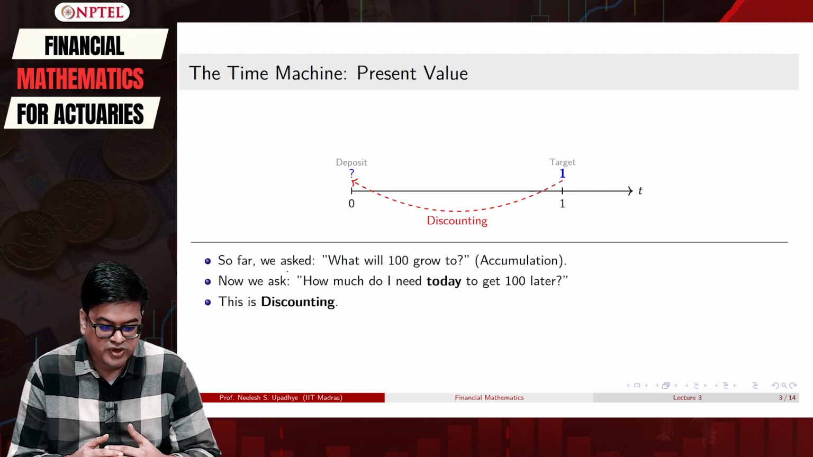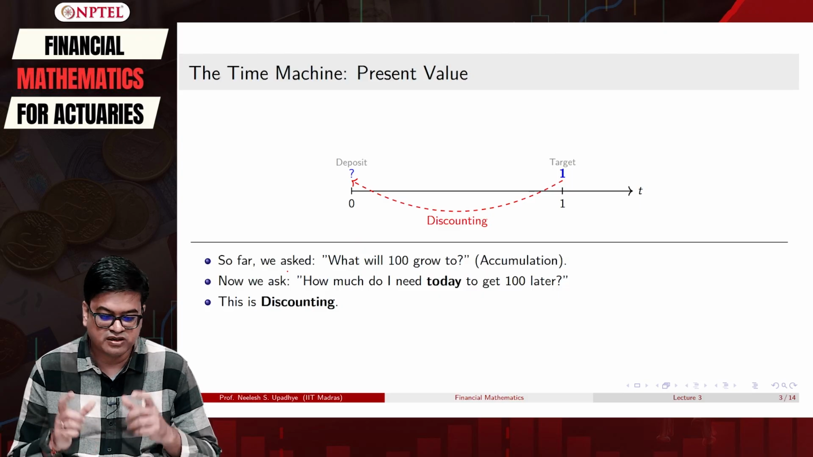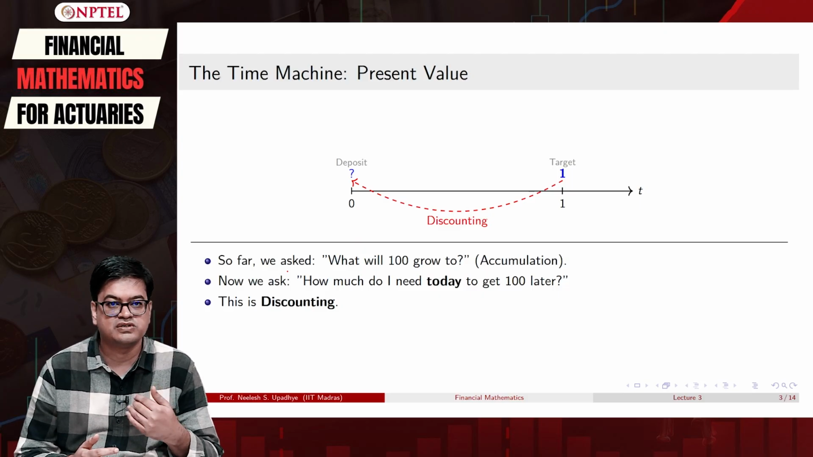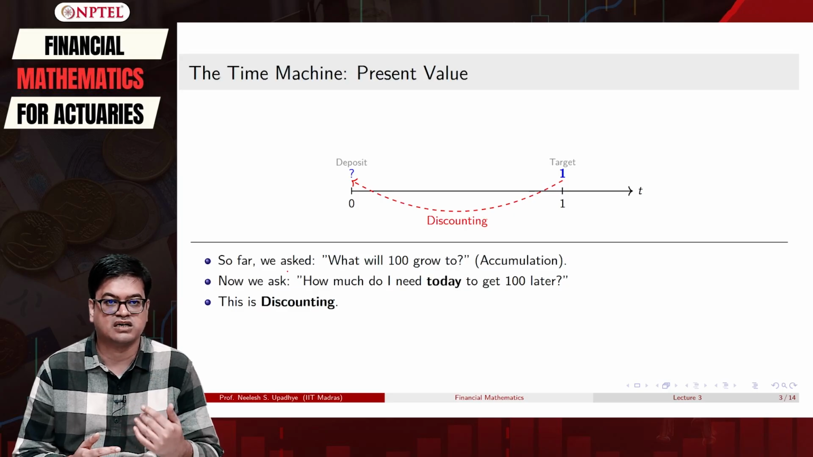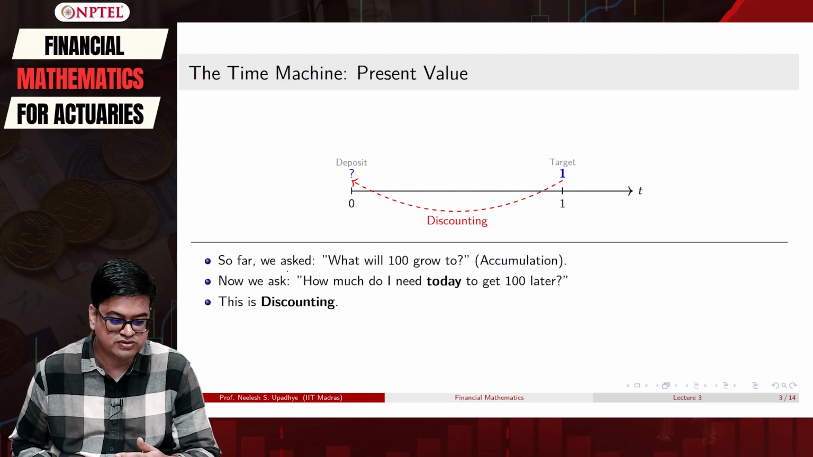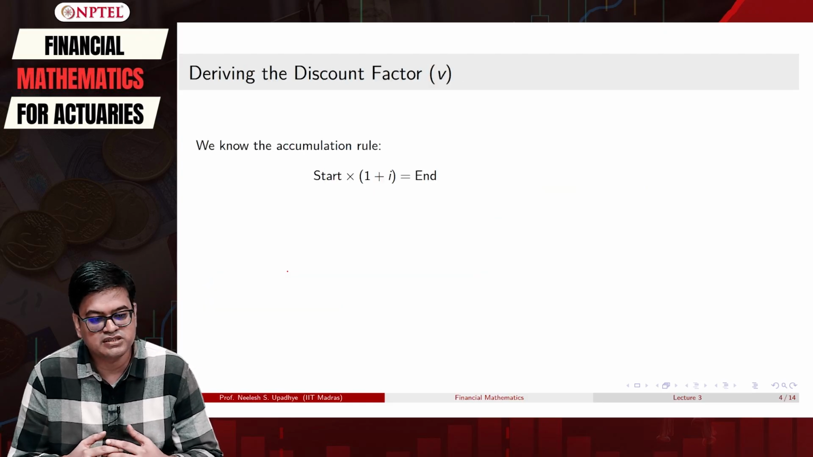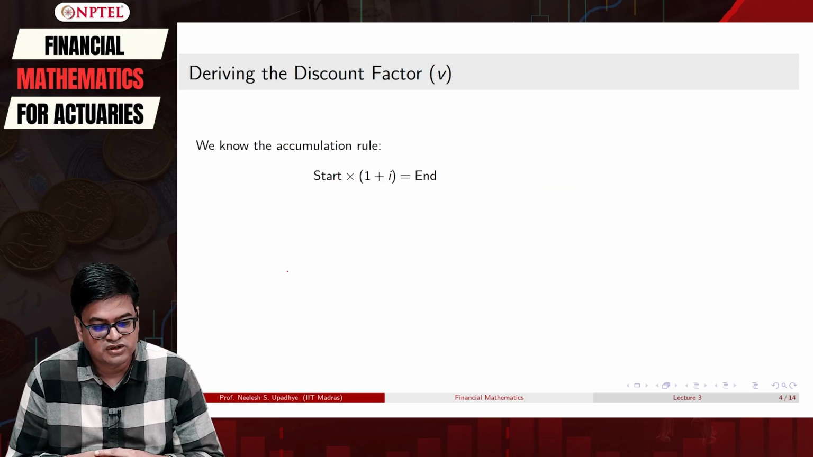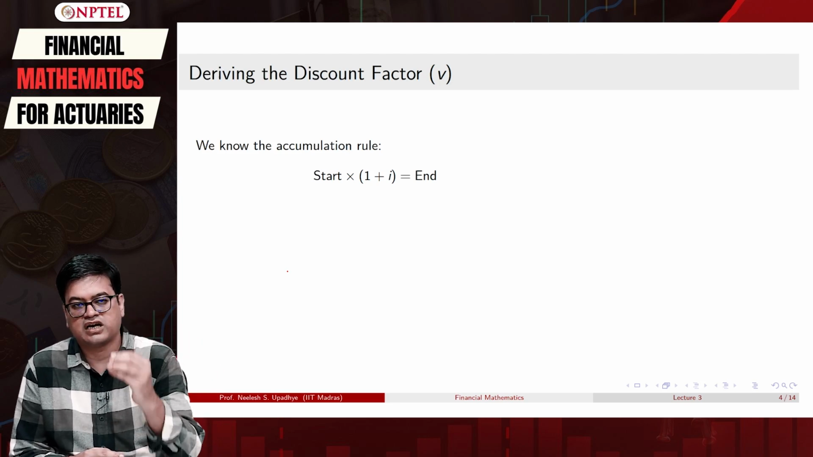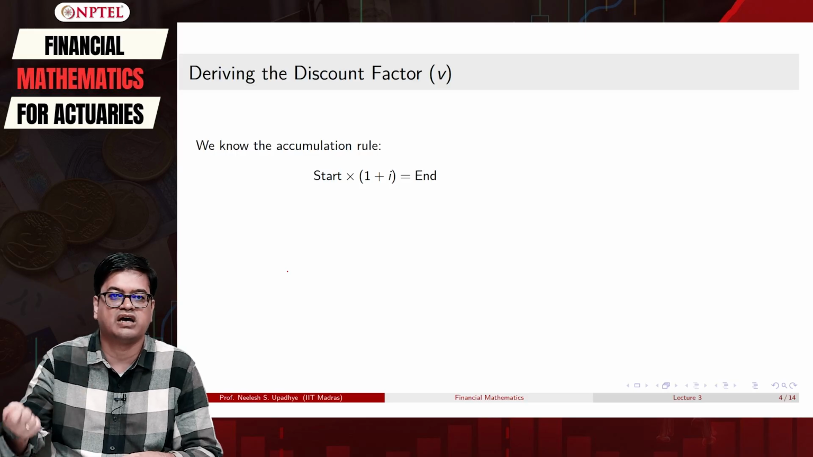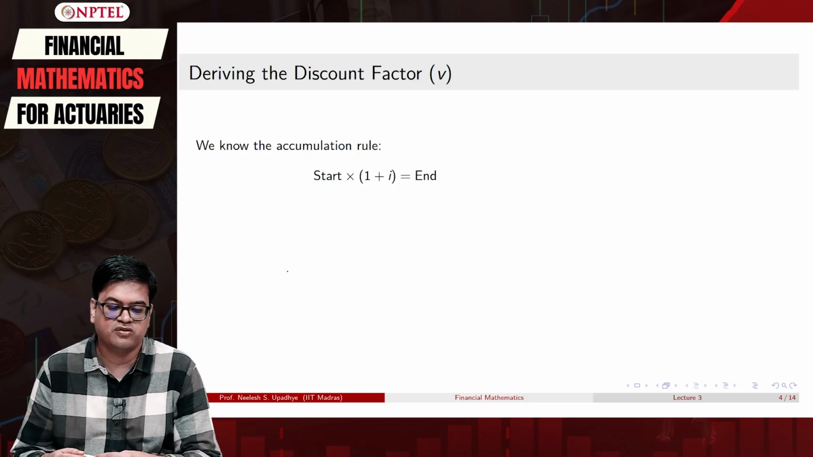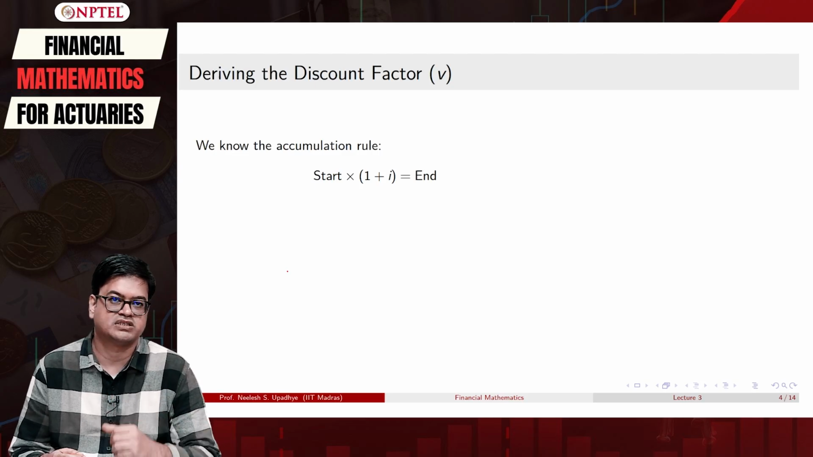Now we will look at this particular feature, which is, if I want 100 one year later, how much should I invest now, as discounting. Why am I calling it discounting? It will be very clear soon. So here is the basic status quo. What we were looking at, if I start now, if I start putting money in the bank, I will earn i interest at the end of period 1, and the end amount will be the start multiplied by 1 plus i.